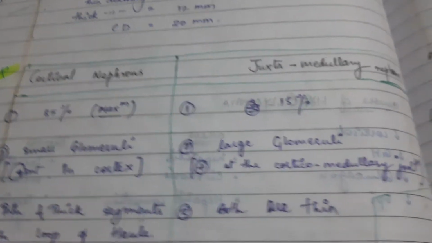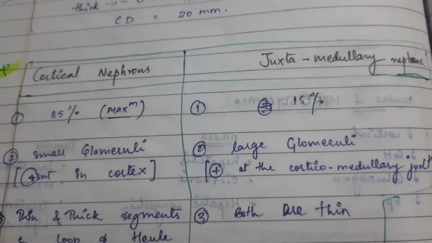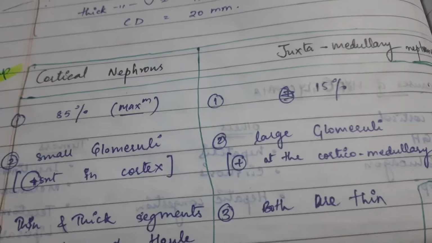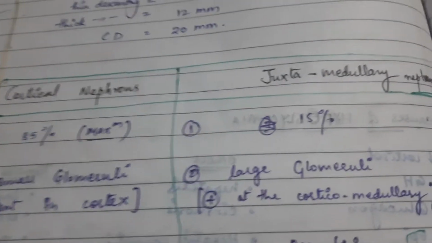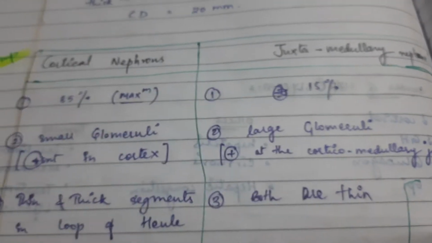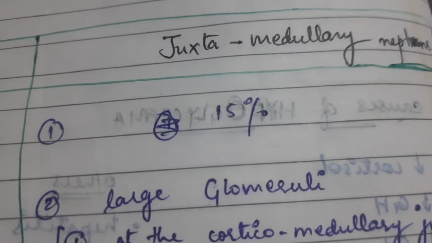Now, there's a difference. This is very important. There's a difference between cortical nephrons and juxtamedullary nephrons. Cortical nephrons are the nephrons which are present in the cortex, and juxtamedullary nephrons are the part which is present in the medulla. So this is 85%, which is maximum, and this is 15%.